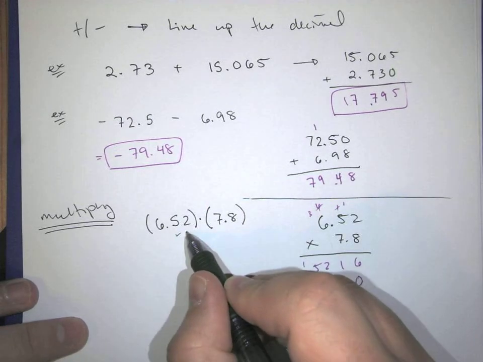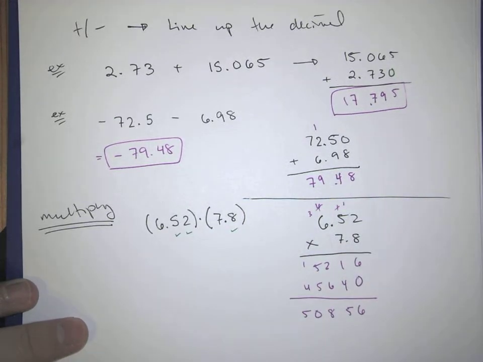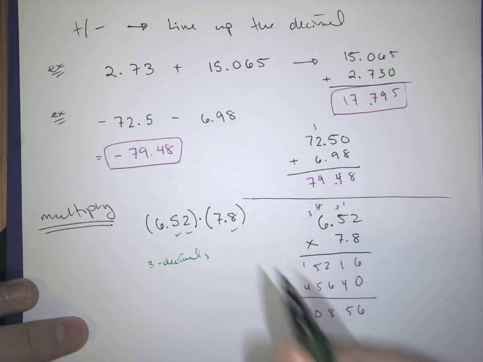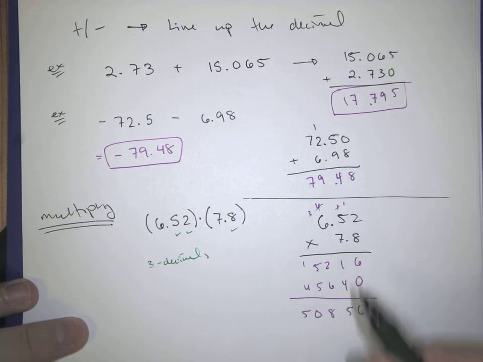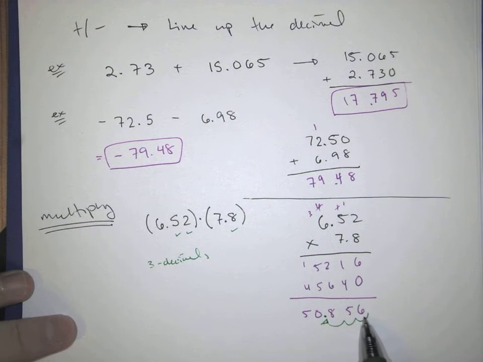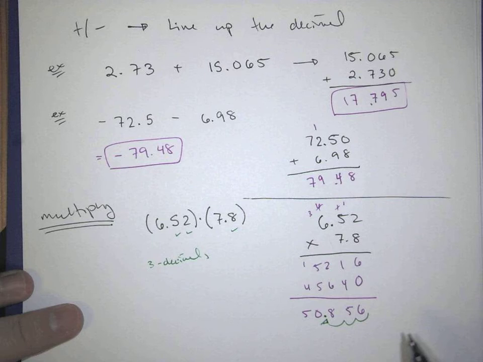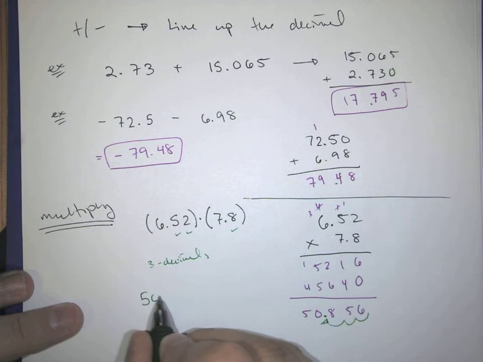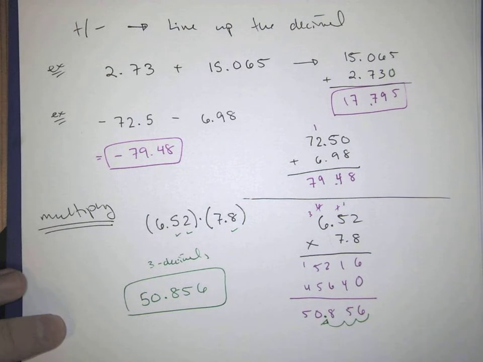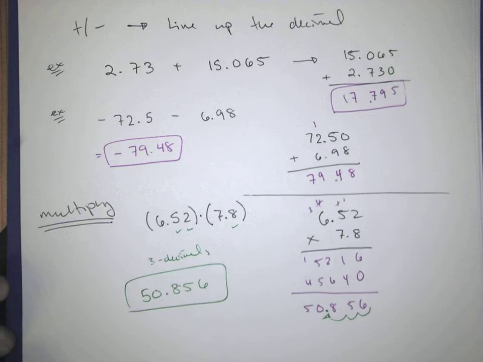What you're going to do is count the total number of decimal places across both of your original numbers. There are 3 decimals across those 2 numbers, right? 1, 2, 3, 3 decimal places, and so you account for each of those decimal places in your final answer. So you carry your decimal over 1, 2, 3 places, so 50.856. All those values are to the right of the decimal, and that syncs up with what we were expecting. We were expecting to end up with something around 50, and that checks out with what we've got there.